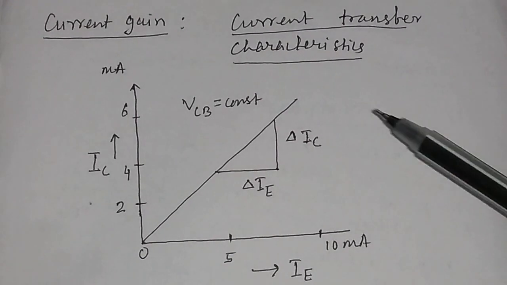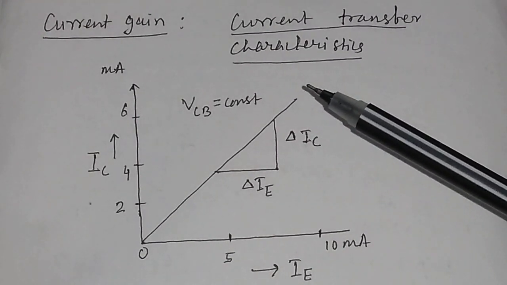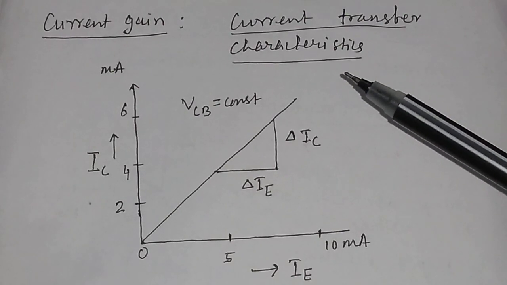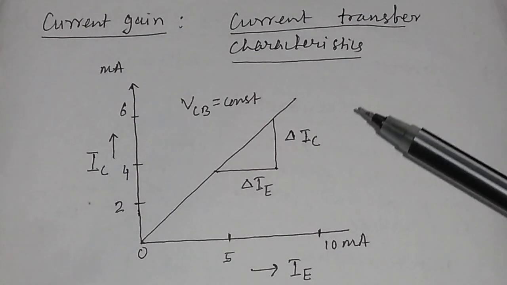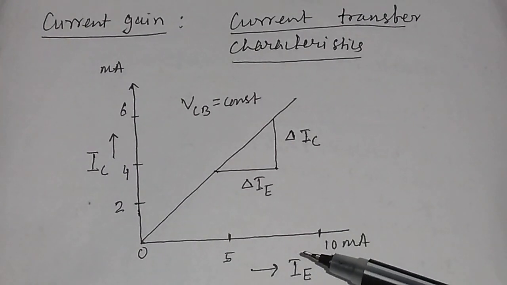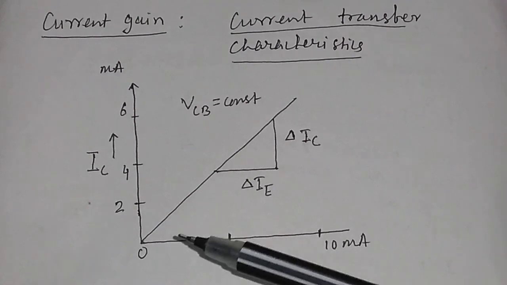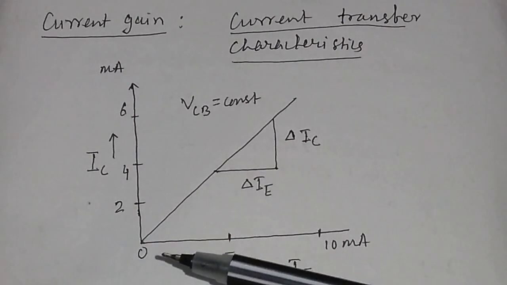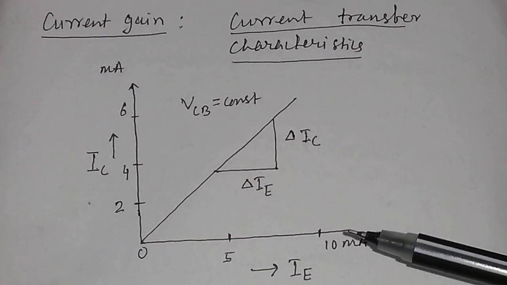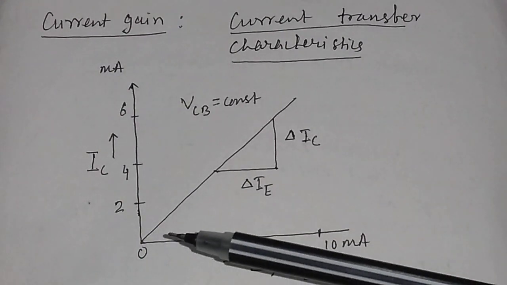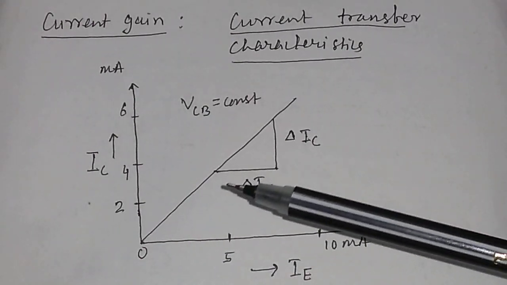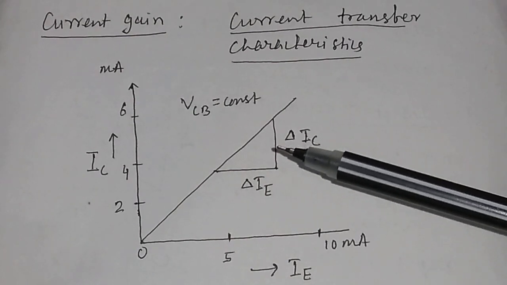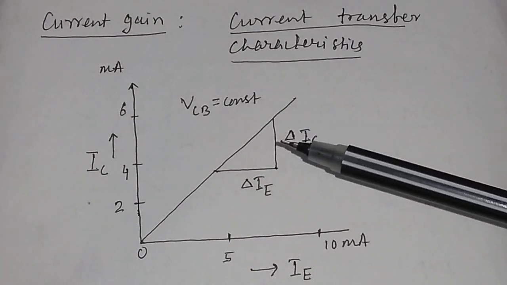Now let us discuss the current gain, that is alpha. It is also called the current transfer characteristics. In the input you have the emitter current and in the output you have the collector current. If you plot a graph taking emitter current along the x-axis and collector current along the y-axis, then it will be a straight line.